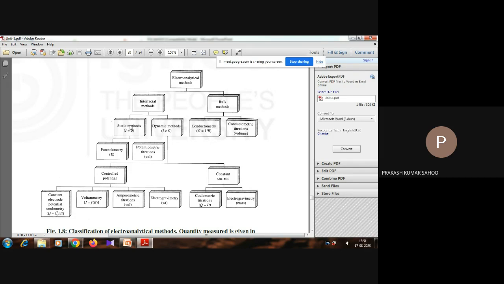Static method means potential or current becomes static. Then we have potentiometry and potentiometric titration. Potentiometry means volumetric analysis, it is the difference in potential in terms of volt. Then dynamic, that is controlled potential or constant current. We have two parameters, potential and current. If potential is controlled, then we have control potential. We have four types: constant electrode potential coulometry, voltammetry, amperometric titration, and electrogravimetry. This is under control potential.